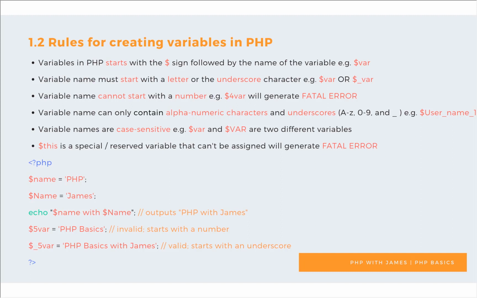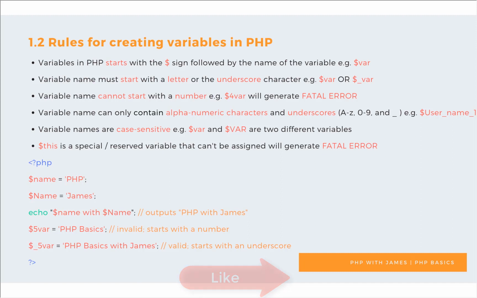And next, a variable name can only contain alphanumeric characters and underscores. You can see that we can have A to Z, either capital or small letters, 0 to 9 the digits, and underscore. An example is $User_name_1. So this is a good example of how mixed characters can be used in a variable. Variable names are case sensitive. For example, $var and $VAR with capital letters are two different variables. They will not be considered a single variable.